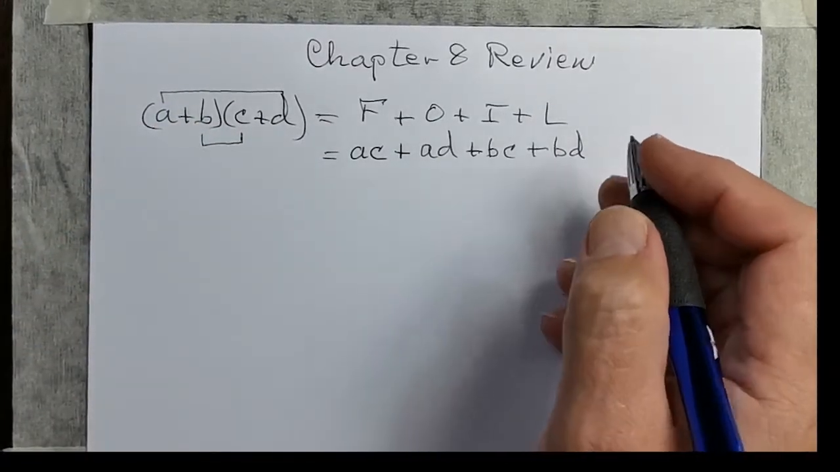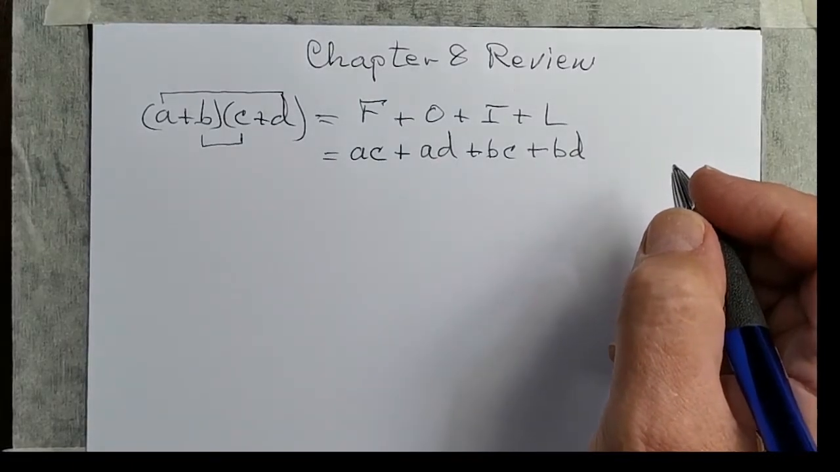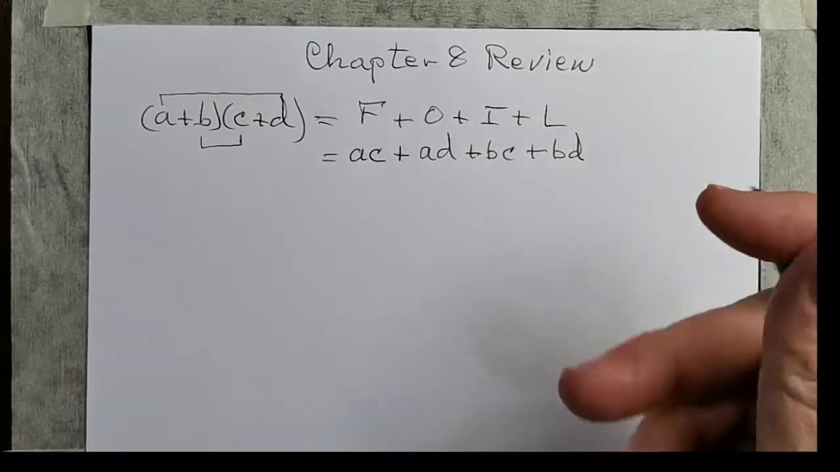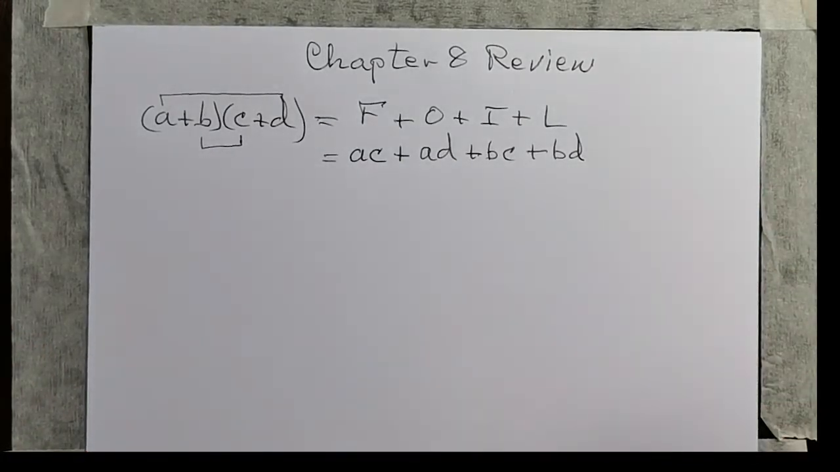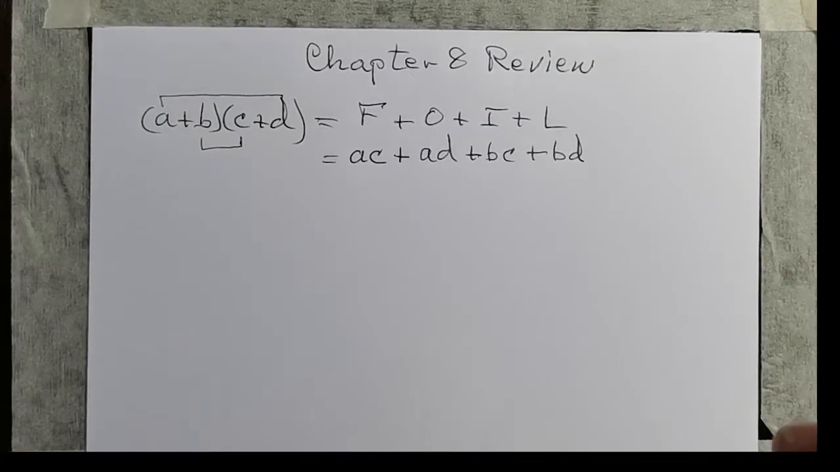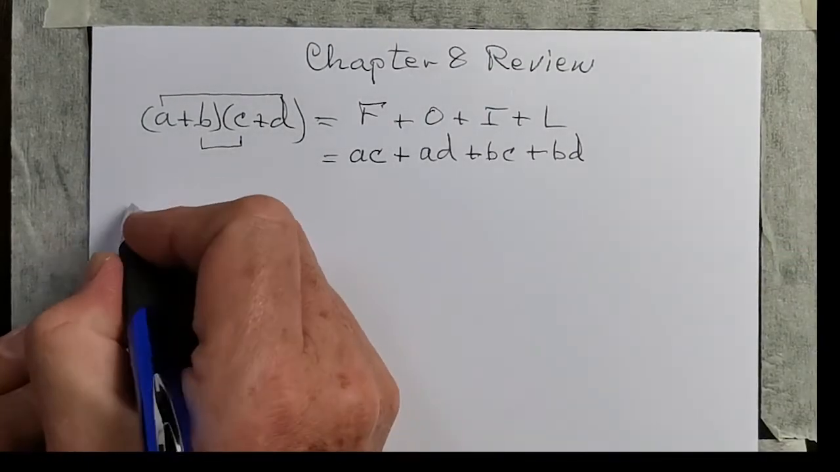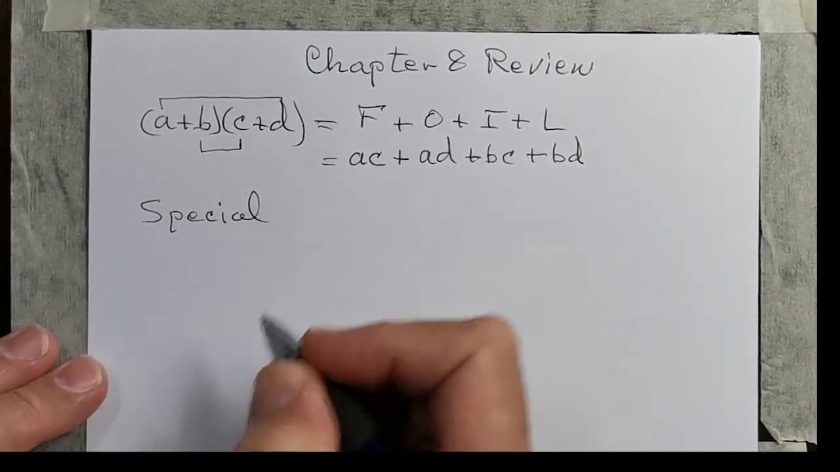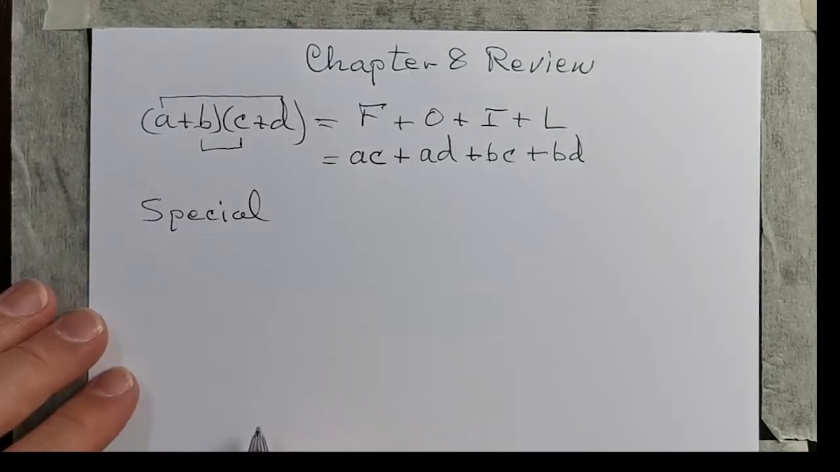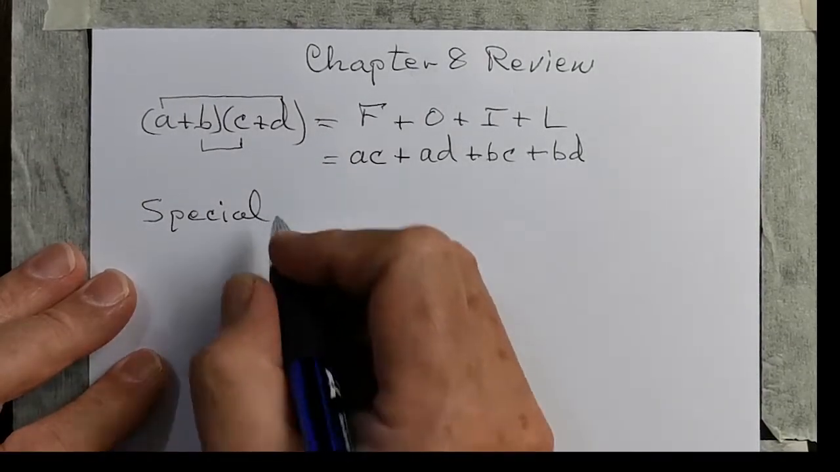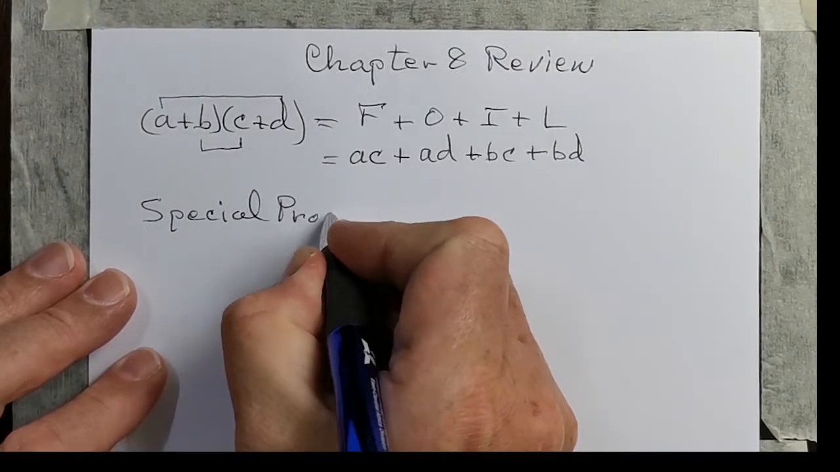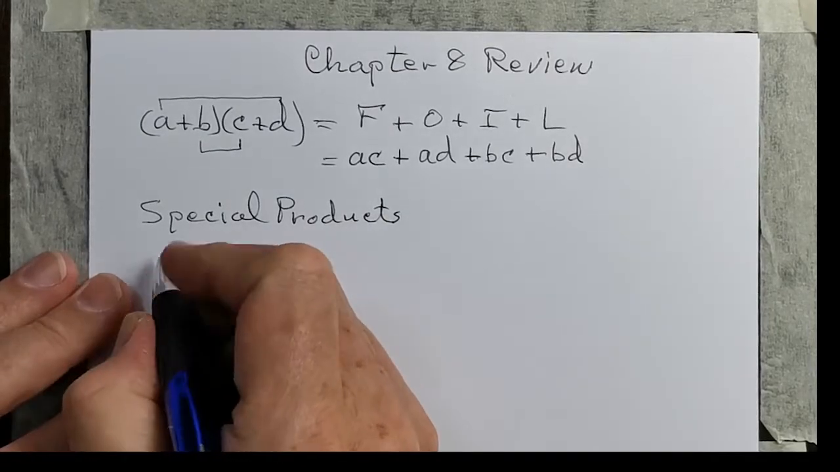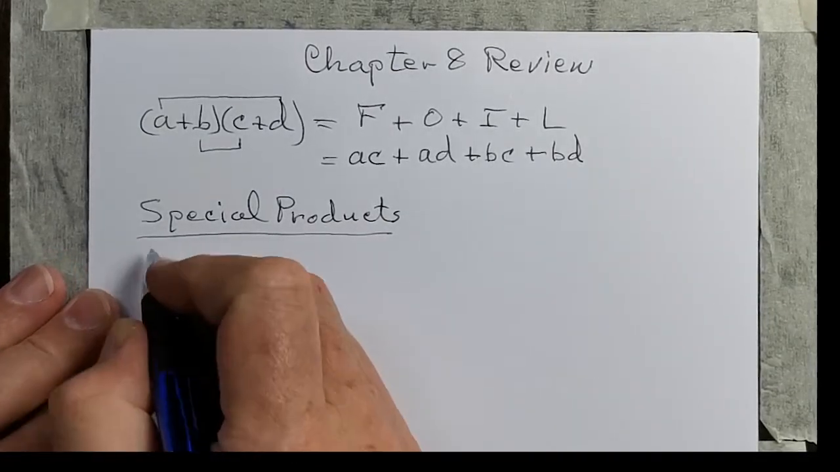So this is how we multiply two binomials together. We will use this a lot, not only for multiplication, but when we do the reverse of that, in factoring, this will be very important to know. The next thing we want to cover is special products. Special products are special cases of multiplying two binomials together. And there are some common ones that we'd like to review with you.